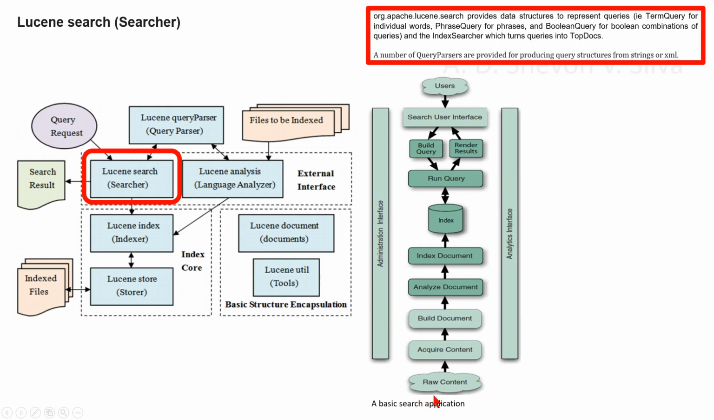Here you can see the raw content is connected to acquire content. Acquire content is going to build document. Build document is going to do an analyze document. Analyze document is going to index document. Index document is going to index.